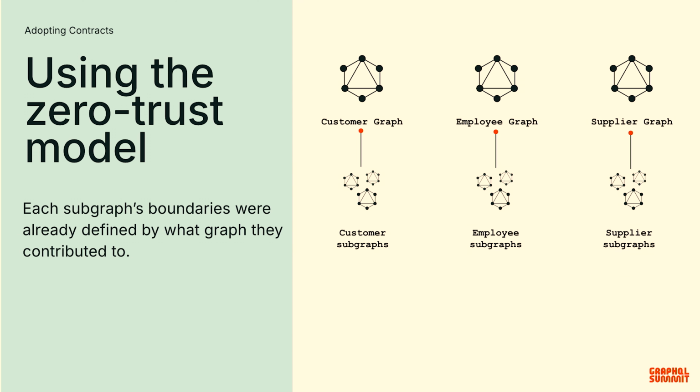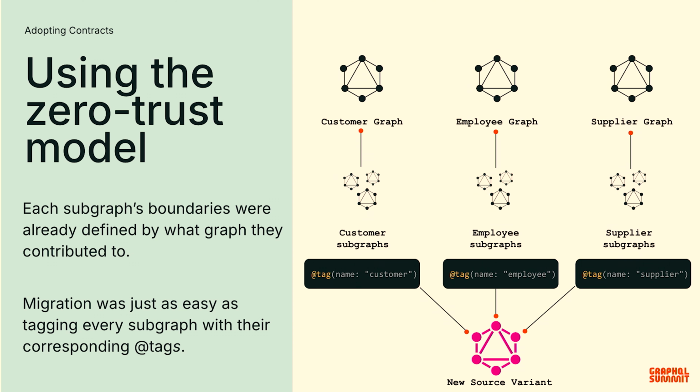What was nice was that each of our subgraphs' application boundaries were already defined, right? The customer subgraphs were already contributing to that one graph, and the employee subgraphs were only contributing to that one graph, and so forth. So we already knew the boundaries. And migrating to contracts was as easy as tagging every subgraph with their corresponding tag and publishing to that new source variant that we talked about. And through schema evolution, each subgraph was able to incrementally apply their appropriate tags. So adopting contracts for us was completely backwards compatible. You don't have to start out federation with contracts.